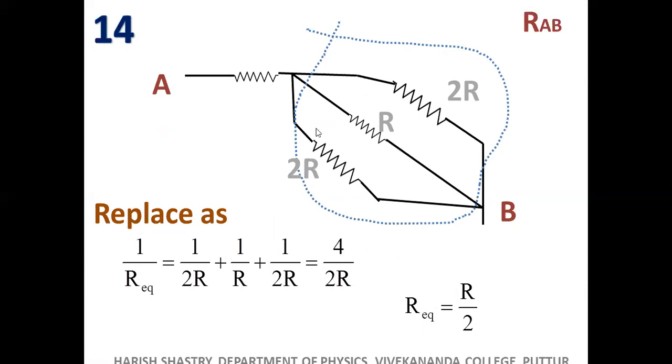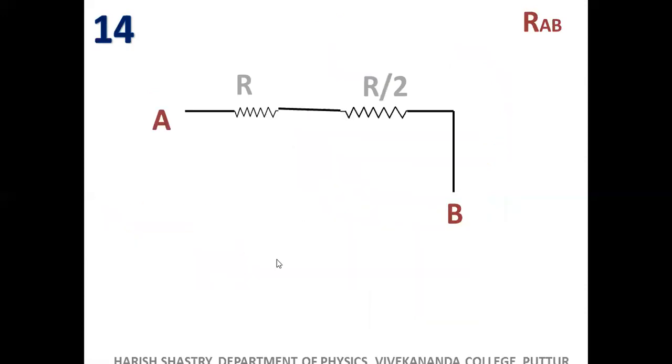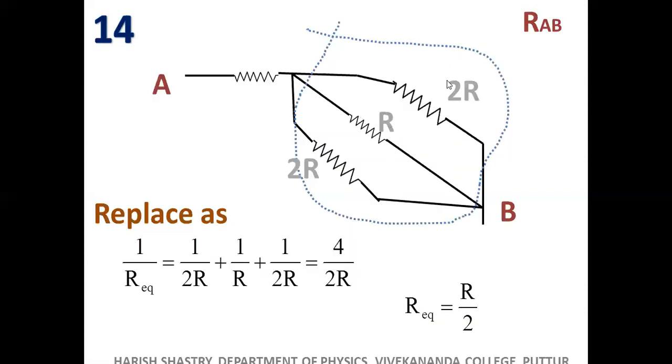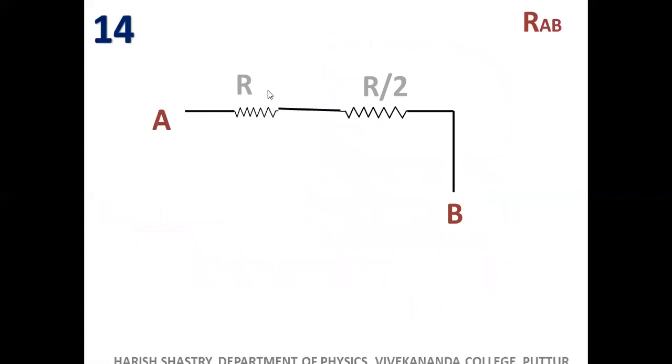Is it not so? This is 2R parallel 2R. That is R. R parallel R, R by 2. That is the only mental calculation shortcut. So you can have R by 2. So this R by 2 has to be replaced in series with this R. Okay. This R and this R by 2. Total R plus R by 2, that is called 3R by 2. That is the answer.